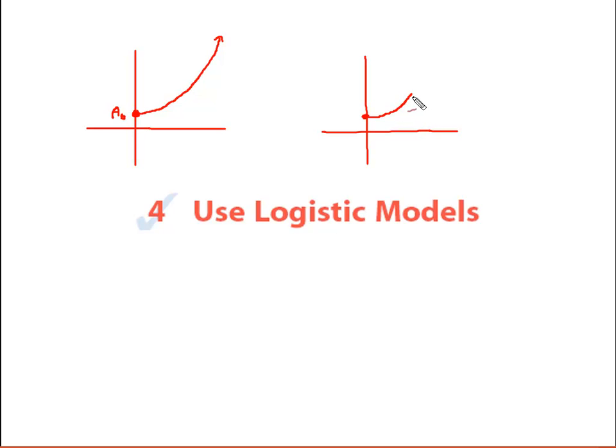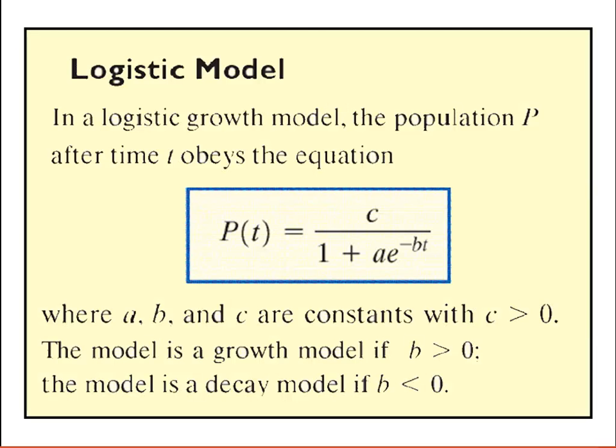So there's going to be some point where the population is going to reach some kind of limiting amount, like a horizontal asymptote here. So we're going to reach some level where the population kind of plateaus, and this is what we're going to call a logistics model. Now here's the equation of a logistics model. It looks something like this.